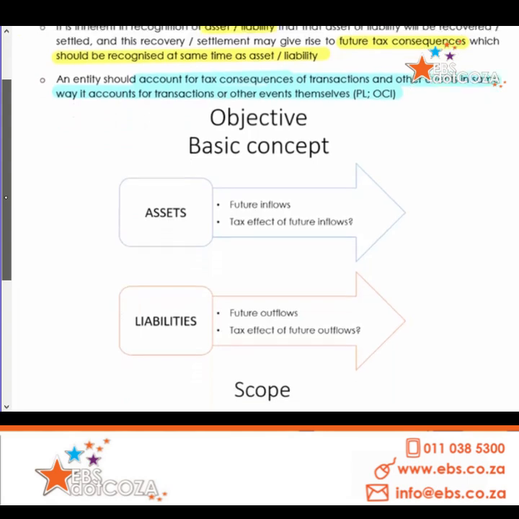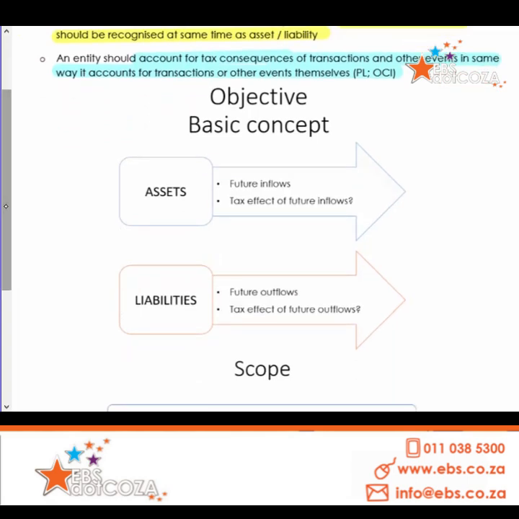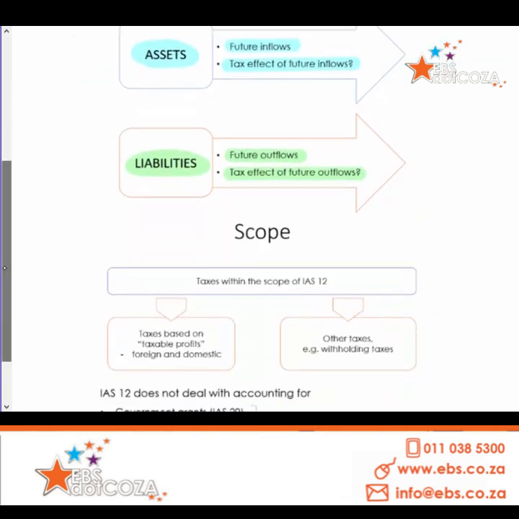There is a tax asset, in which case that means you're going to get a refund. There is a tax liability, which is usually the case, which means we're going to pay or owe SARS. So it meets the normal definition of an asset or a liability. What is our basic concept? A tax asset is a refund. In other words, it's a future inflow, and it's the tax effect of those inflows. And a liability says I'm going to have to pay the tax later. So it's a future outflow.